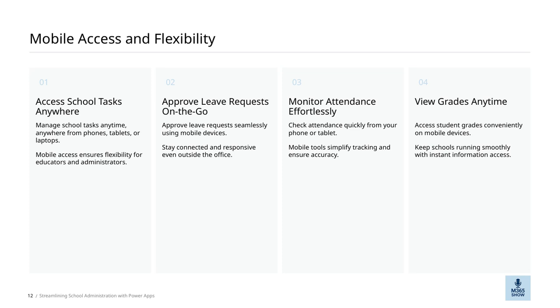Now, let's talk about mobile access and flexibility, which is a key part of streamlining school administration with Power Apps. One of the main advantages is that you can access student grades conveniently right on your mobile devices. This means no matter where you are, you can quickly check how students are doing without having to be at your desk. This instant access helps keep schools running smoothly because everyone can get the information they need right away.